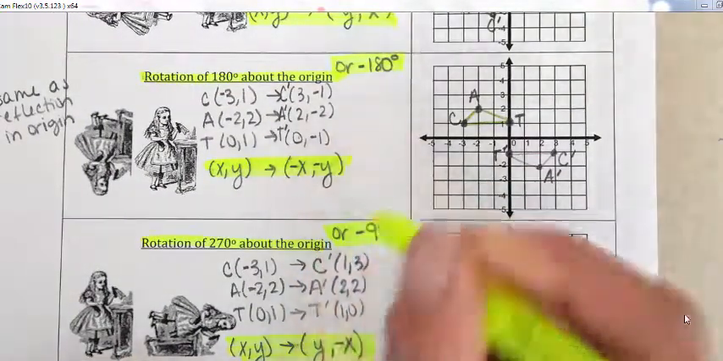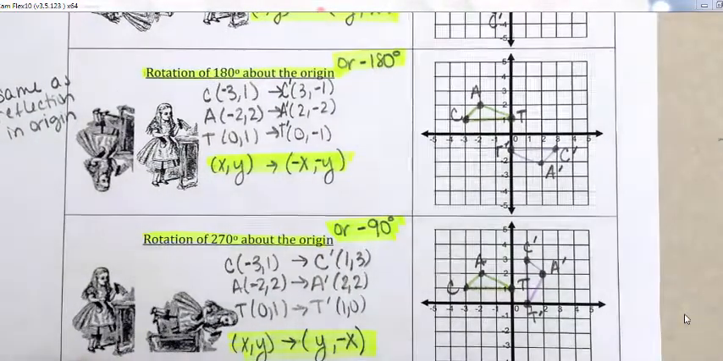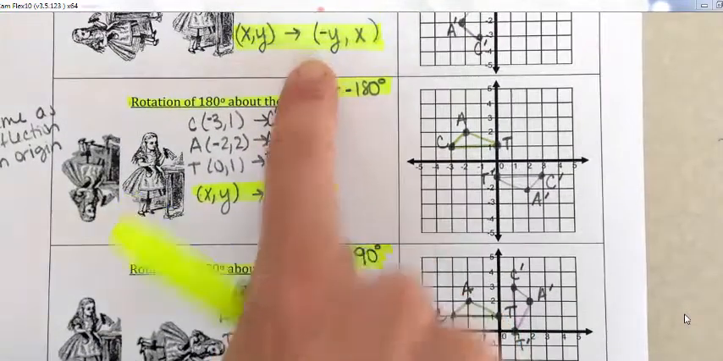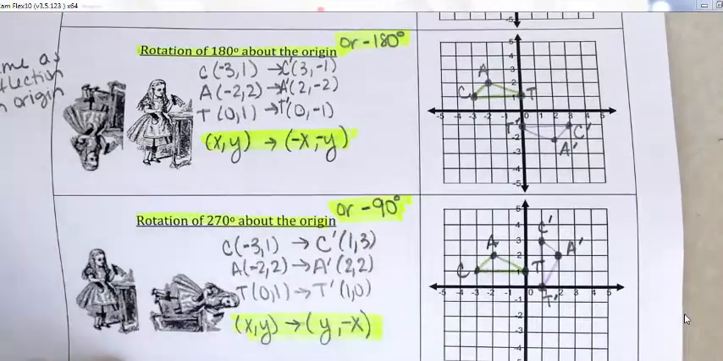Okay, so these are the rules for rotations that you want to know. And of course, if it's 360 degrees, then it takes you right back to where you started. But you want to know the general rules for these, because you're not going to be allowed tracing paper on your quiz or test.